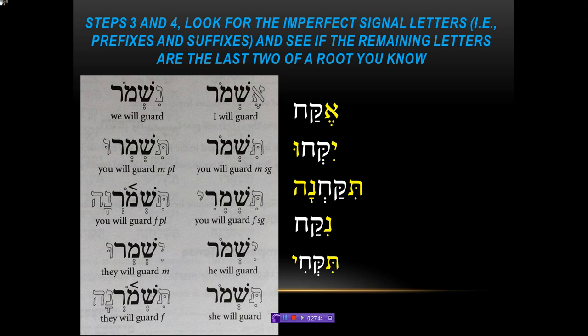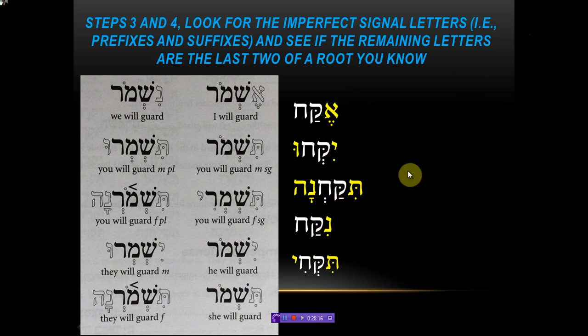And so you go through those steps: first, the freak out, second, remember your baptism, and thirdly, look for the imperfect signal letters and see if the remaining letters are the last 2 letters of a root that you know. So all of these drop letter imperfect examples are from Lakach. And the last 2 letters of that root are remaining. The first letter has been replaced by the prefix of the imperfect. Okay, so you can go through these examples on your own. All of these come from Lakach.